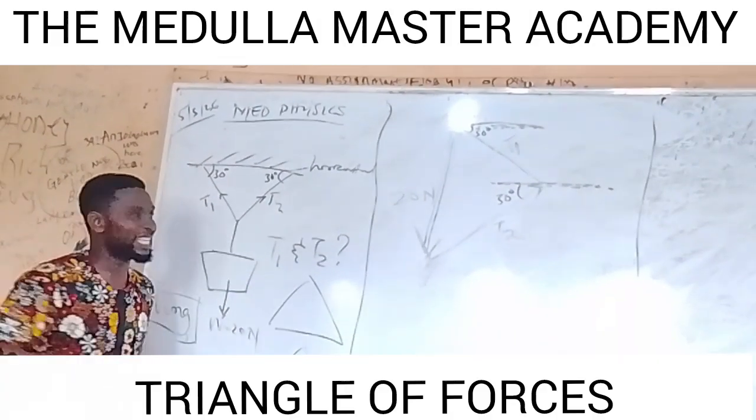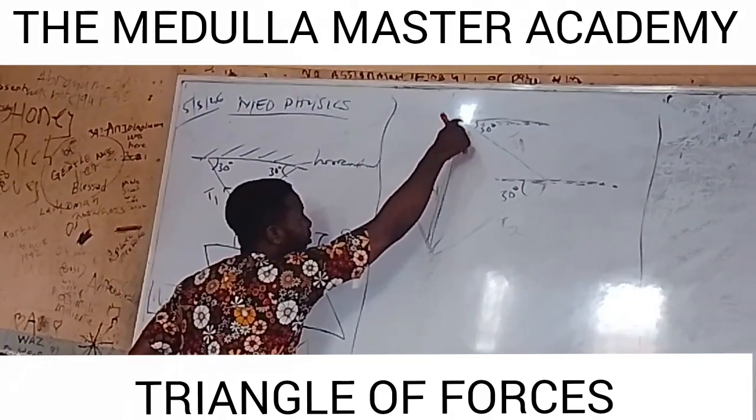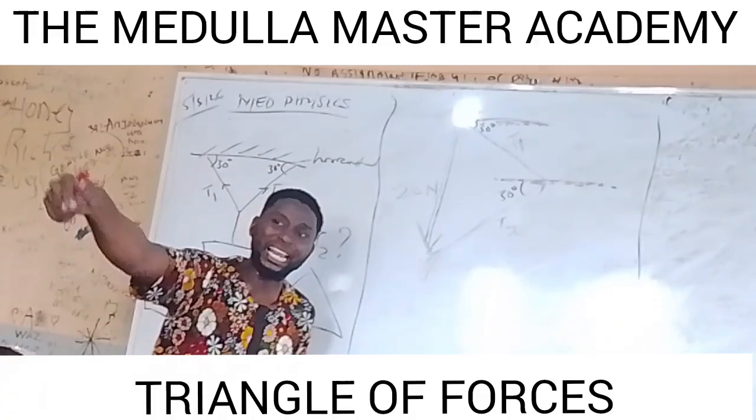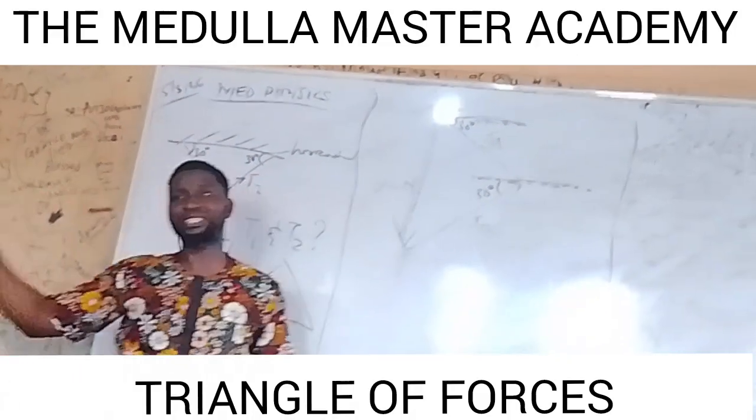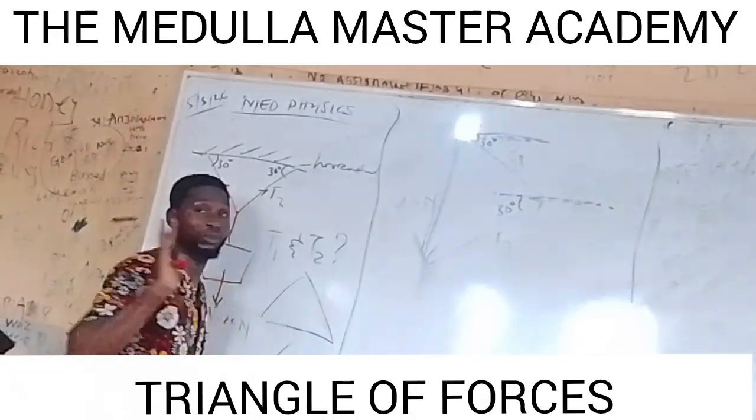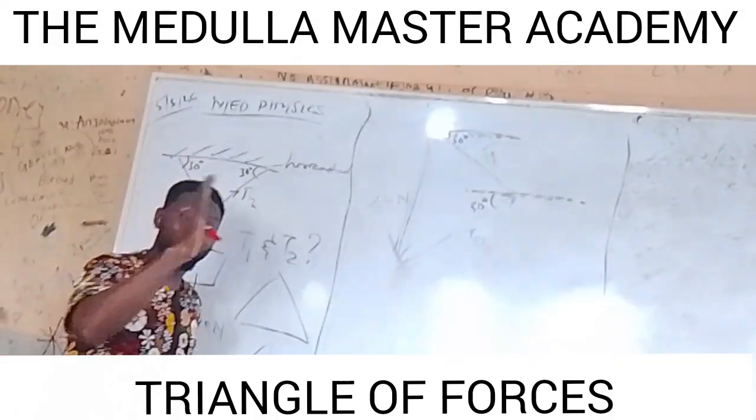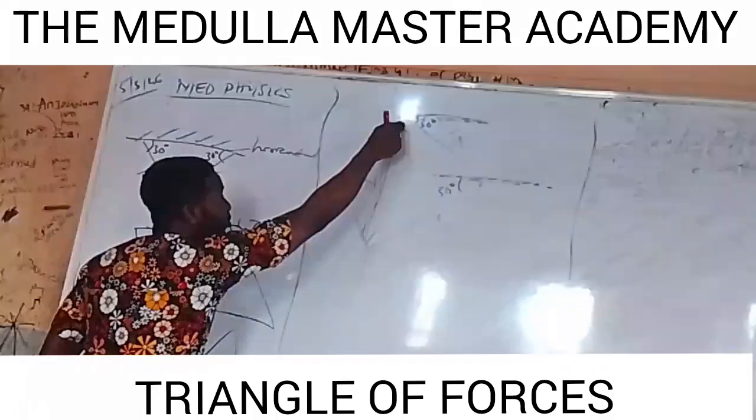You cannot be that smart and not know what will happen here. That is the reason why I said that if you do not know mathematics, it is a problem in physics. So if you are a smart mathematician, what will be the angle here?